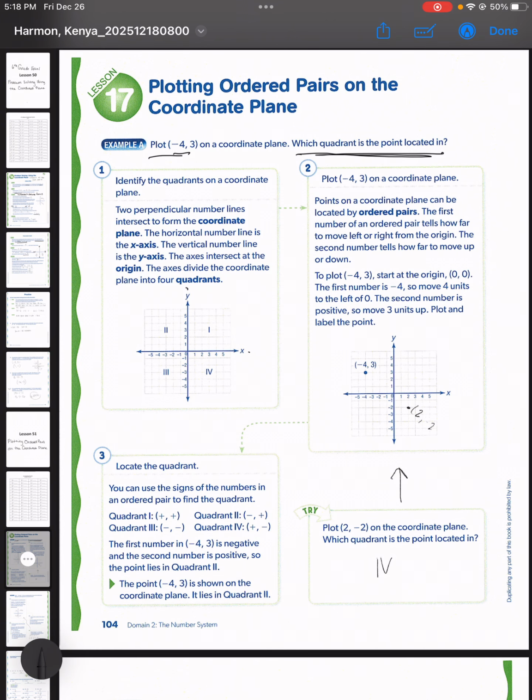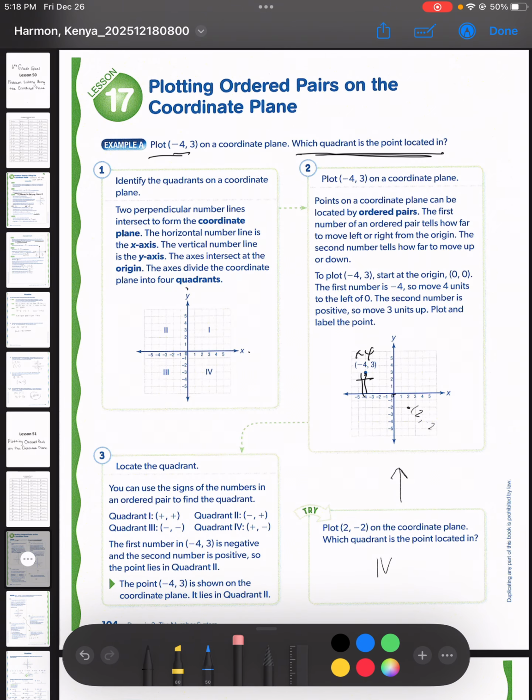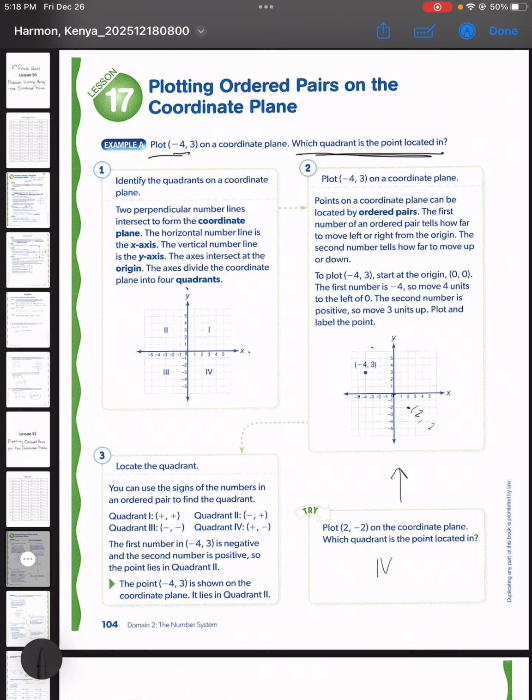We can plot -4, 3, which we see here. So we start with the origin. And remember, this is our x and our y. So we're going to go over to -4 and come up to 3. So this is how we get where that point is located. So they're going to come over to -4, up to 3. That's how they're able to plot the point.